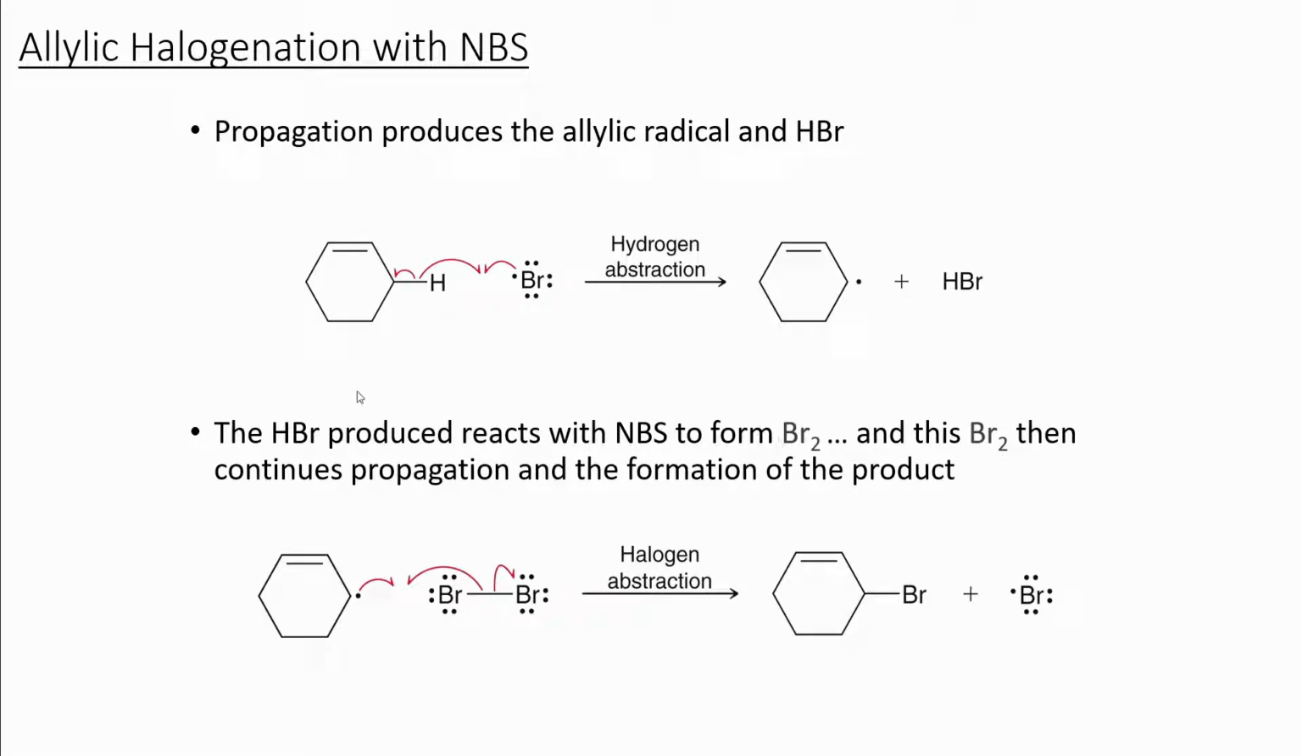This reaction begins with an initiation step to form the bromine radical. Then propagation will produce an allylic radical, which can then be combined with a molecule of bromine to form the new bromoalkane.